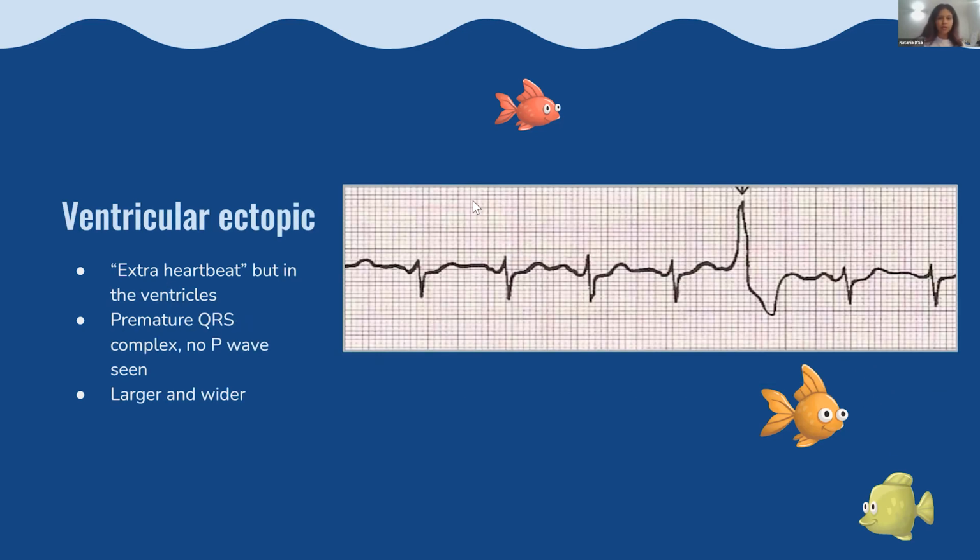Everything should look quite normal except for those random beats that might happen every once in a while. Similarly, we have ventricular ectopic beats. This is where you have an extra heartbeat that's controlled by the ventricles. So you're seeing more premature QRS complexes without the P wave being involved, and the QRS complex will look a lot larger and wider. This one's a little easier to point out, as you can see here, it's a lot more distinctly different than the rest of them.